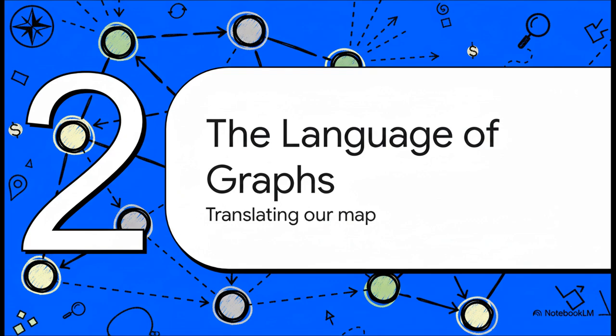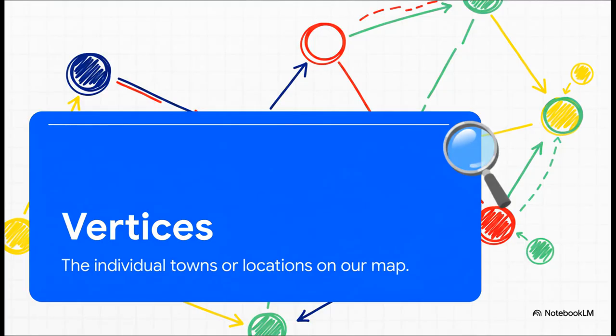Now, for a computer to get this, we've got to learn to speak its language. We need to translate our little map into some computer science terms. And what we're really looking at here is a classic example of something called a graph. All right, first up, the towns. In graph theory, we don't call them towns. Each location or point on the map is called a vertex. Pretty straightforward, huh? Town A is a vertex, Town B is a vertex, you get the idea.